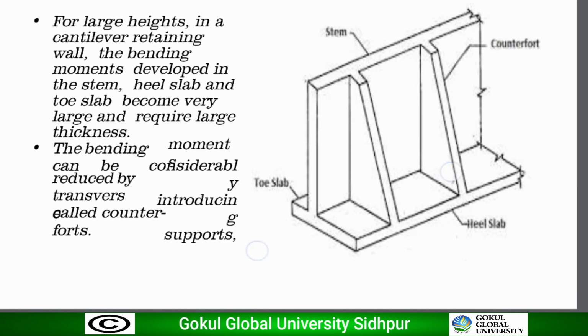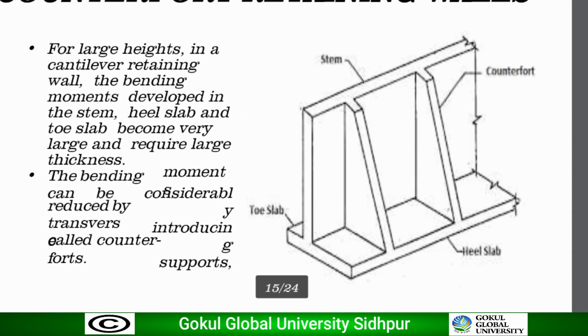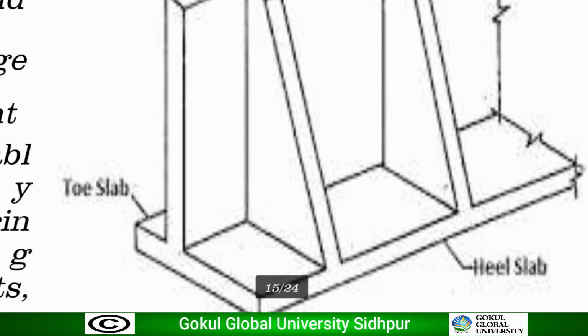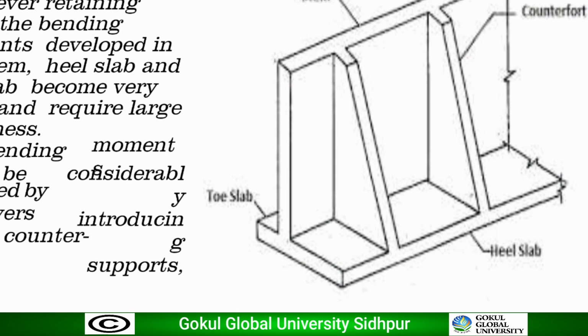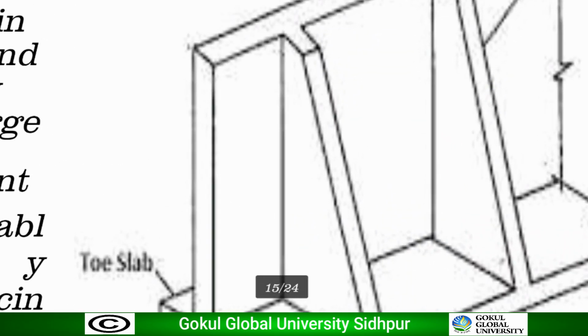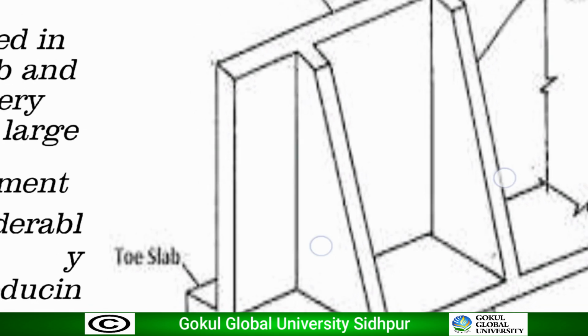In the counterfort retaining wall, the counterfort acts as a tension member to support the stem and reduce bending moment in it. It also provides support to the heel slab and reduces bending moment in it. Generally, the counterforts are spaced at approximately 1/3 height of the wall.